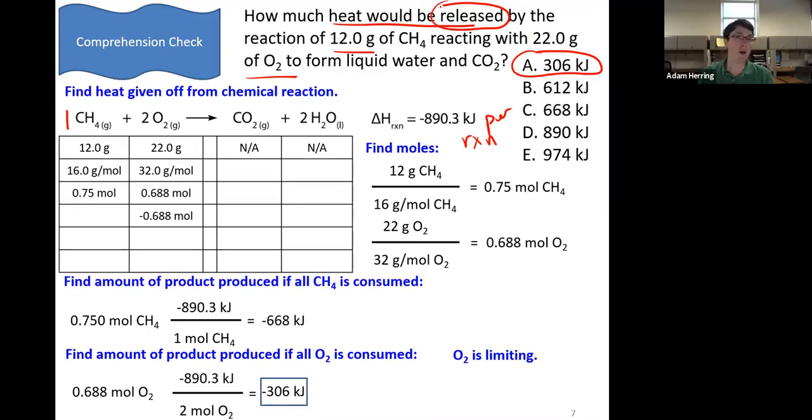If we were to ask what would be the heat change, then in that case, our final answer should include the negative sign. That's it for this video.